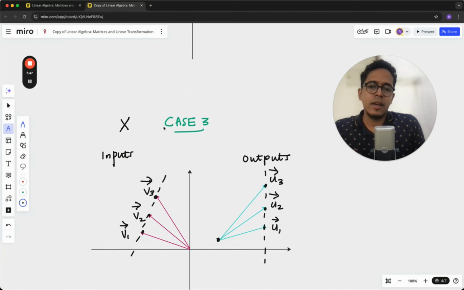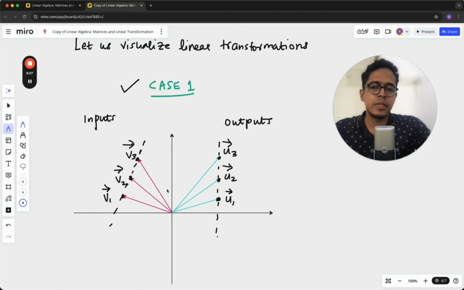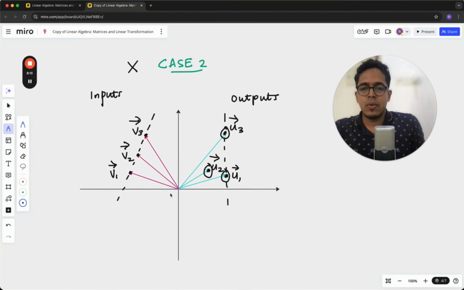So in case 3, this is also not a linear transformation. But case 1 was a linear transformation because the straight lines remained as straight lines. The origin was unaffected by the transformation. So this is how we should visualize linear transformation. So always visualize where the tips of the vectors are moving whenever a transformation is happening. And by tracking those tips, we can track whether straight lines remain as straight lines or not.